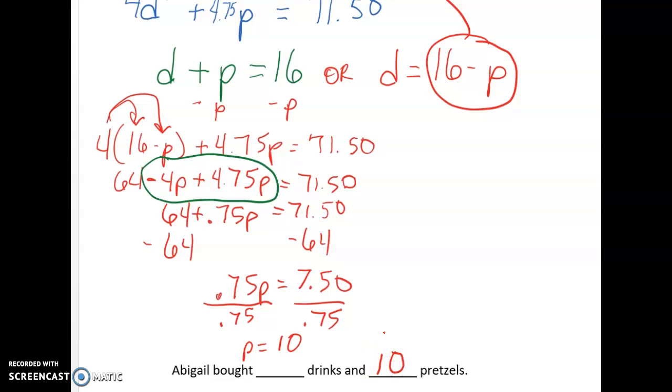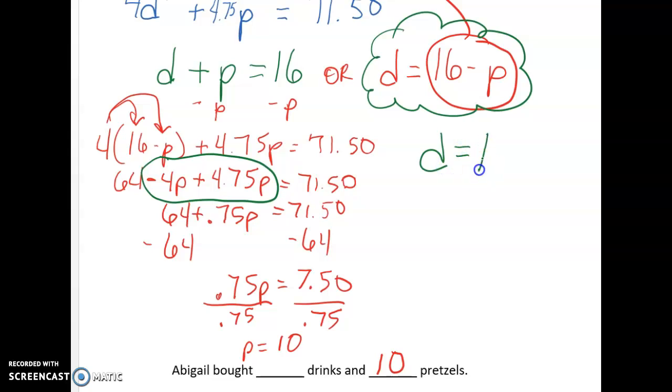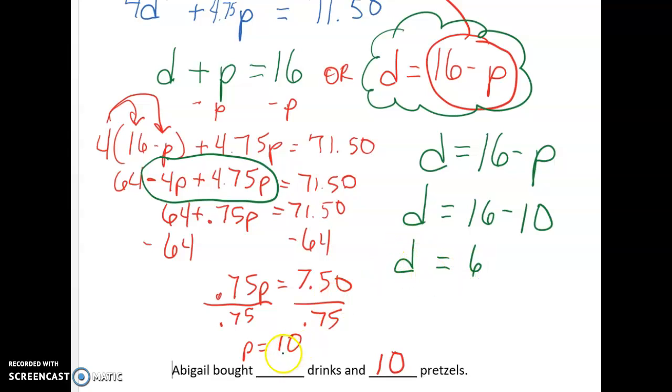And now that I know my pretzels, it's easy to figure out my drinks. I go back up to my basic equation that's asking me to find my drinks. Drinks is the same as 16 take away the P. And drinks is what I'm solving for, but I know P now, okay? So I can replace the P with the number 10. Make sure you're showing both steps of this when you're showing your work for the problems. 16 take away 10 is 6. That means Abigail bought 6 drinks and 10 pretzels.